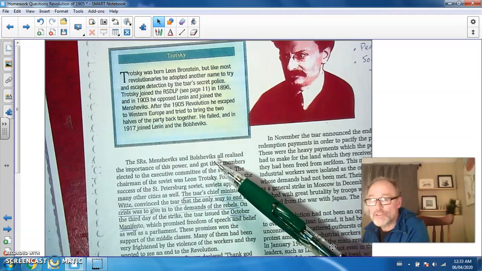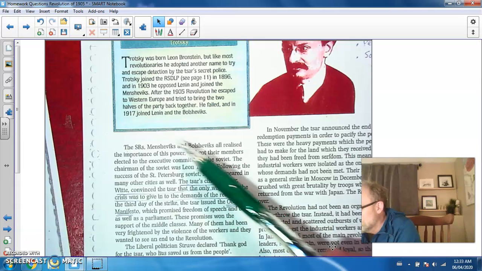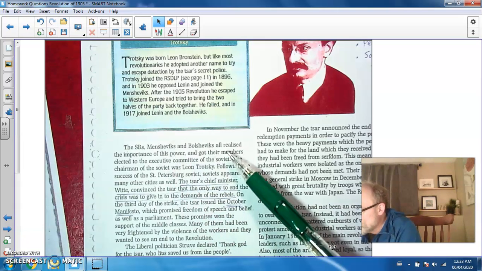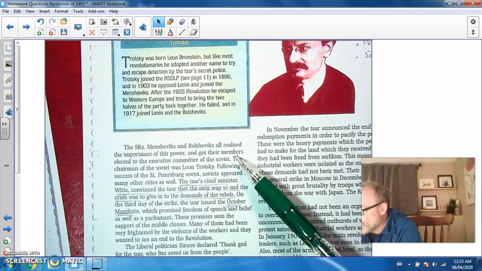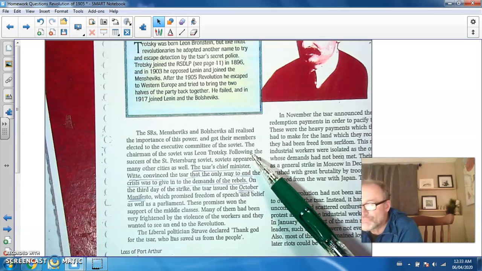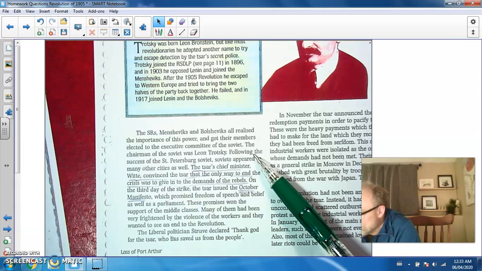Now, who was organizing those strikes? It was the Social Revolutionaries, the Mensheviks, and the Bolsheviks. These two groups you'd know as the Communists. They all realized the importance of this power and got their members elected to the Executive Committee of the Soviet. The chairman of the Soviet was Leon Trotsky.